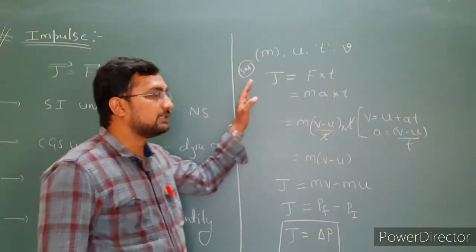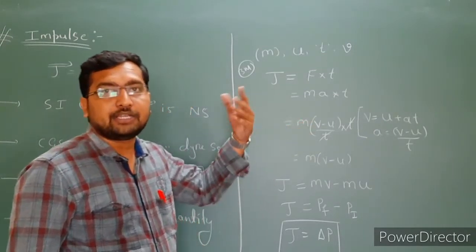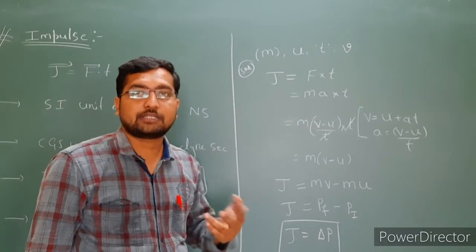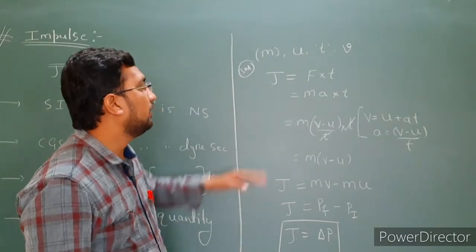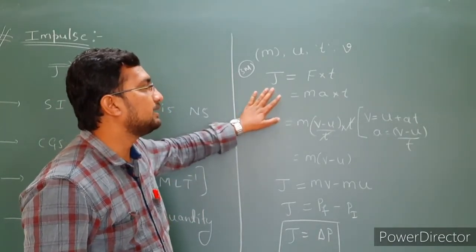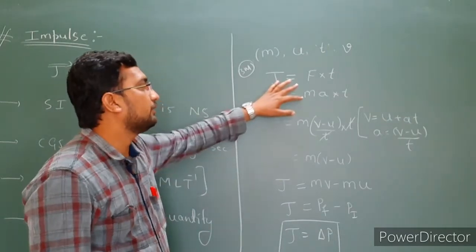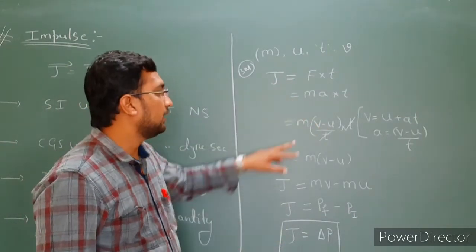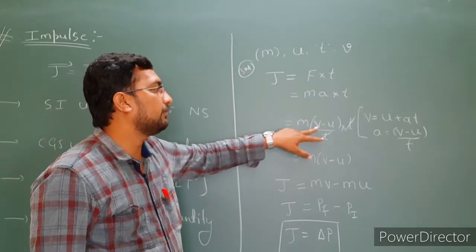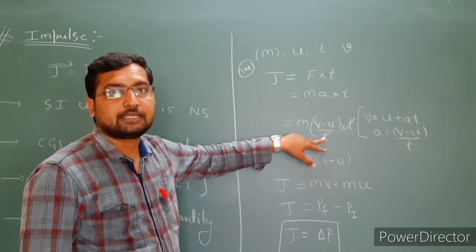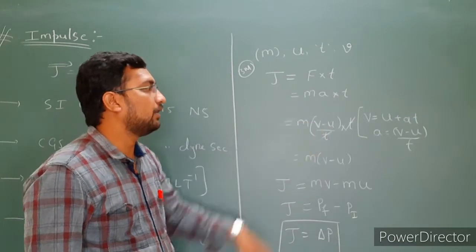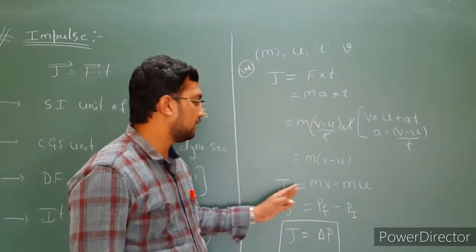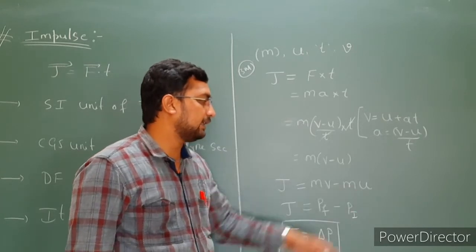After that, we are considering a body of mass m, initially moving with a velocity u, and after some time interval its velocity changes to v. Then we are going to find out the impulse. J is equal to force into time. Force is the product of mass and acceleration, and acceleration is (v minus u) divided by t, in terms of final velocity, initial velocity and the time interval. Here t gets cancelled, so we get mv minus mu.